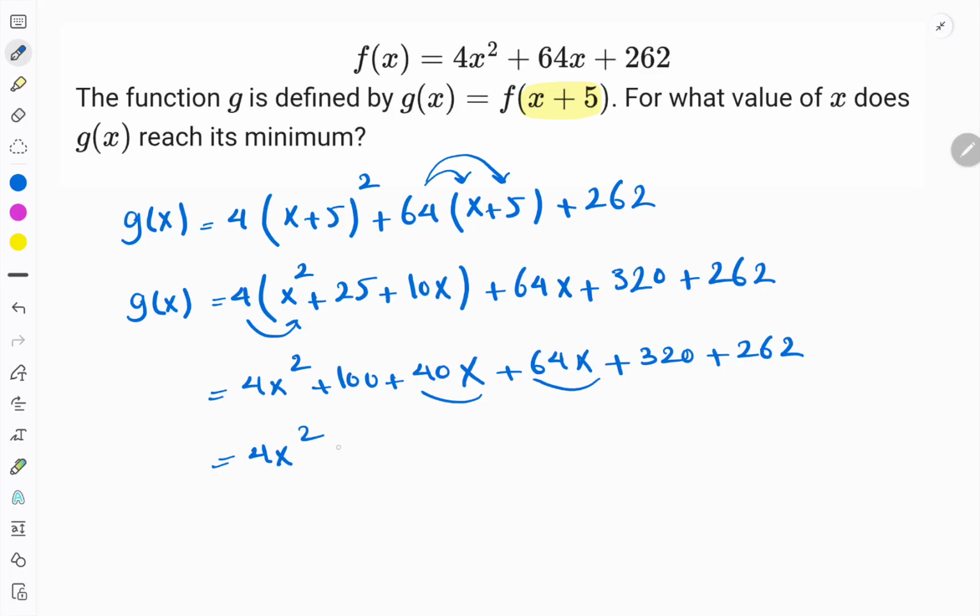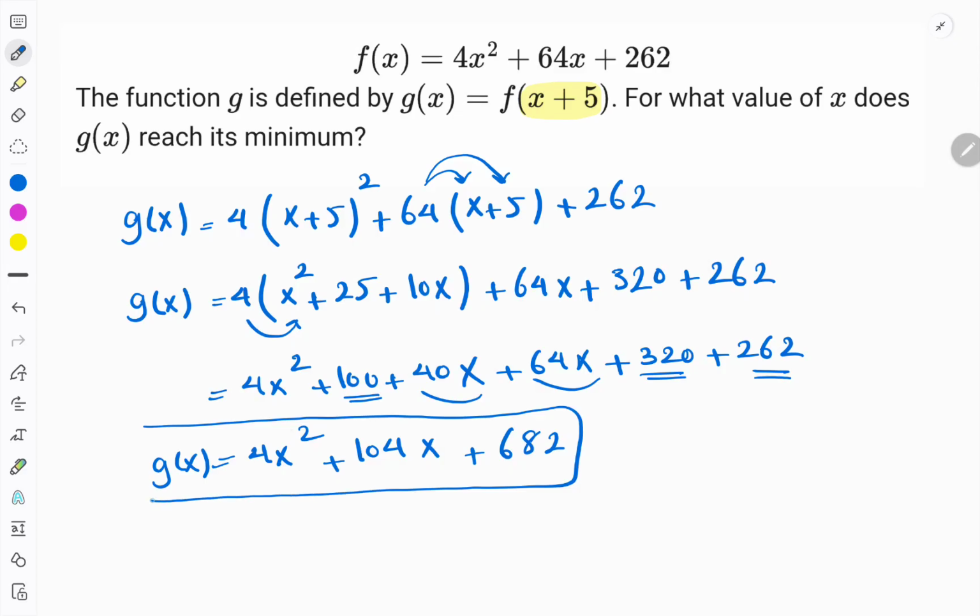40 plus 64 is 104x. And the constants, the sum of them is 2, 8, and 6. Okay, this is function g. So far, so good. And now we are going to find the value of x, which is the minimum of function g.